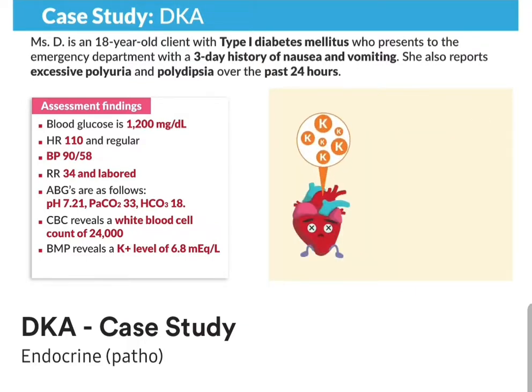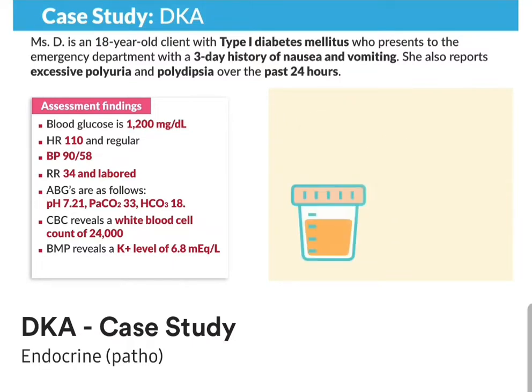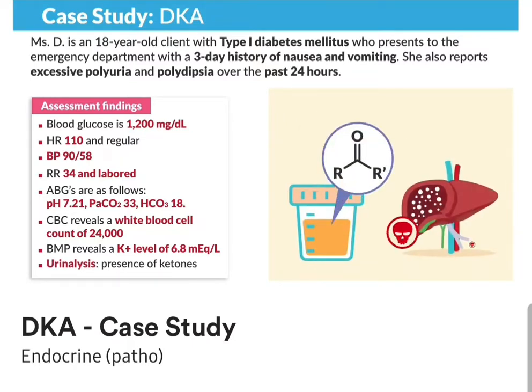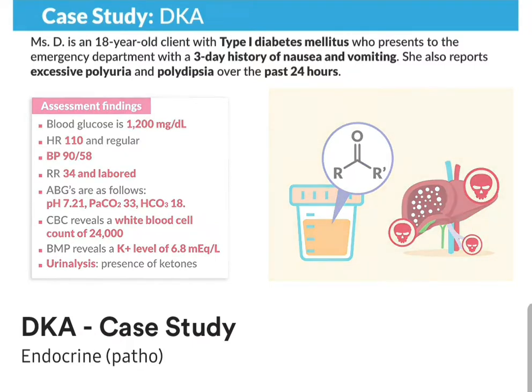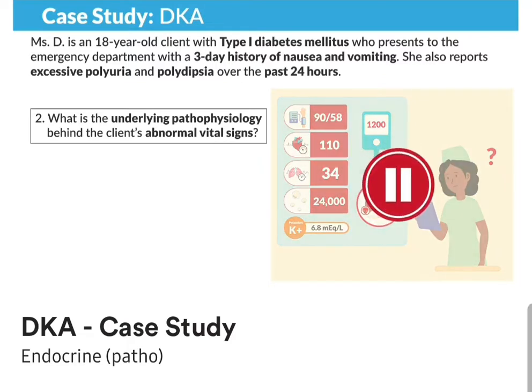So remember, potassium pumps the heart. So high potassium in the heart will lead to deadly dysrhythmias like VFib and cardiac arrest. Lastly is urine analysis. As expected, presence of ketones. So remember, with diabetic ketoacidosis, we're going to see those ketones. Now the second question here: what is the underlying pathophysiology behind the client's abnormal vital signs? So pause the screen and try your best to answer this question.